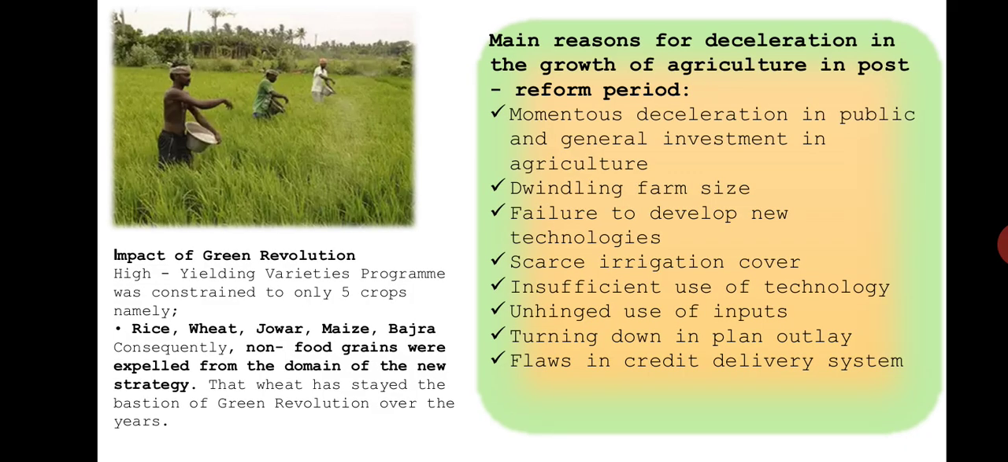The impact of the green revolution: it increased the marketable surplus, it increased the buffer stock of food grains, it benefited the low income group, and it increased the income of the farmer.